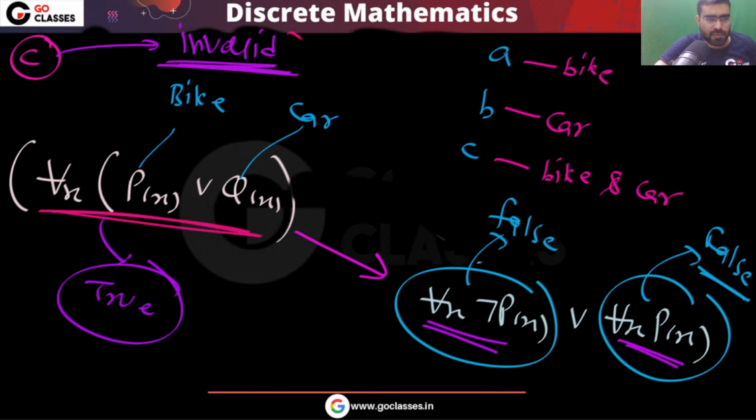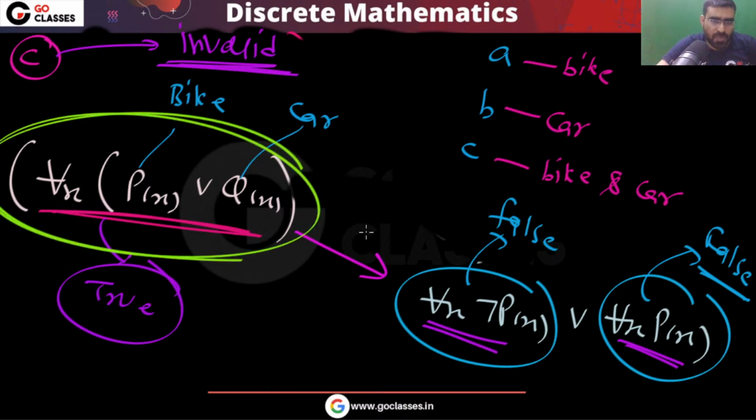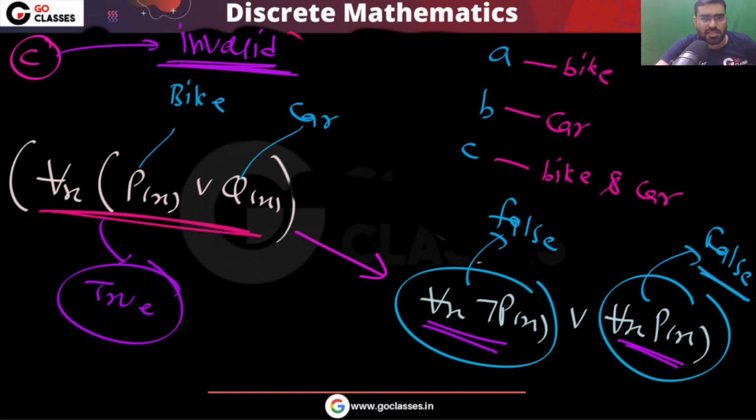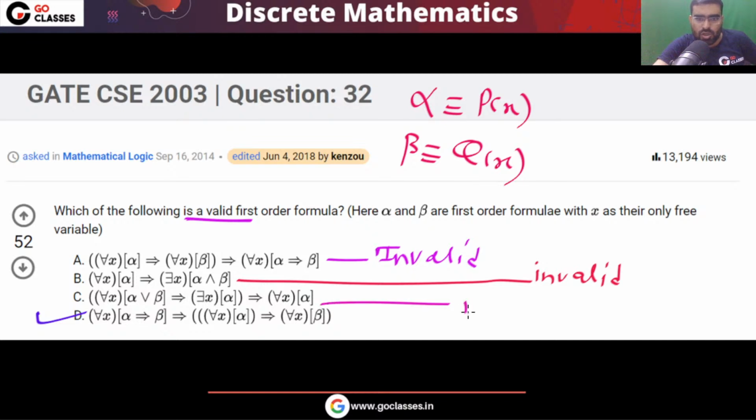Let me know. You can solve this question intuitively because it is very simple. You are saying that everyone has P or Q, everyone has bike or car. Whatever person you take, they have at least one vehicle: either bike, or car, or both. Does it mean that everyone has bike? No. Does it mean no one has bike? No. So definitely you can see this is invalid. So this option C is also invalid. This is another GATE question, so we have done this question also. The answer will be option D. That is the only option that is valid.